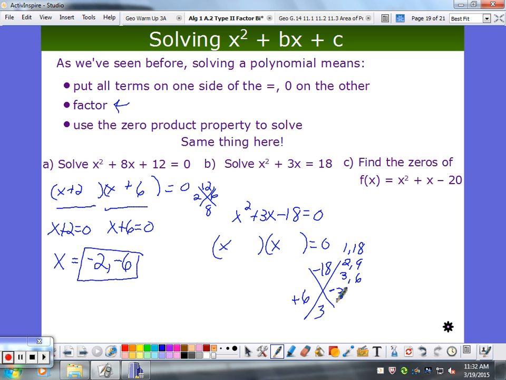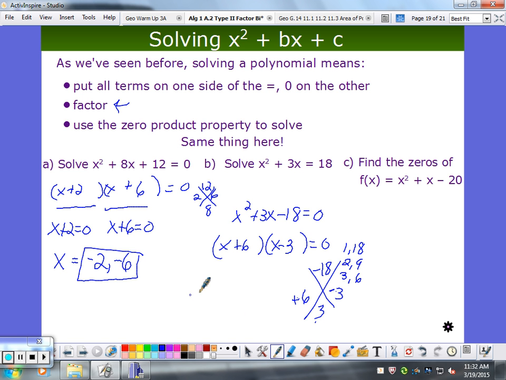And let's test it and make sure it works. 6 plus an 8, good. So plus 6 minus 3. And verify that's x squared minus 3x plus 6x is plus 3x minus 18. That's how I do it in my head. You may want to write it out.